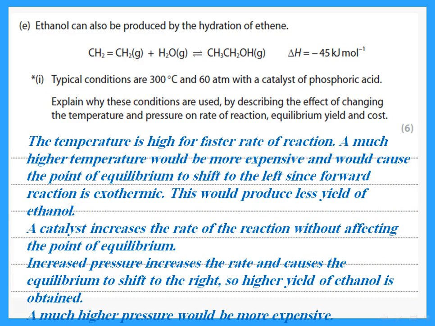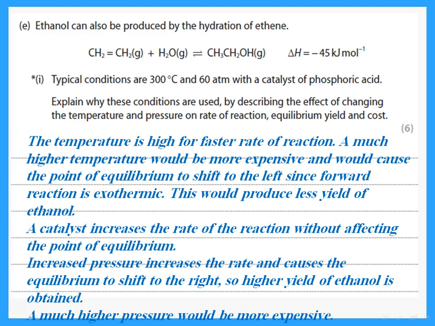So remember that we said the temperature, if it is high, this is for faster rate of reaction. But if I increase it much higher, this would be more expensive and would cause the point of equilibrium to shift to the left since the forward reaction is exothermic. This would produce less yield of ethanol. Now, a catalyst increases the rate of the reaction without affecting the point of equilibrium. If we are increasing the pressure, this is because increasing the pressure increases the rate and causes the equilibrium to shift to the right, so higher yield of ethanol is obtained. A much higher pressure would be more expensive.